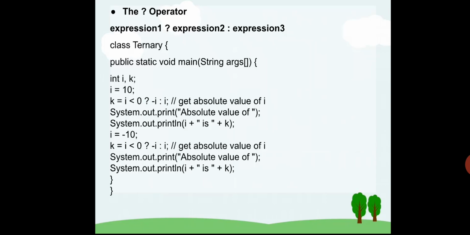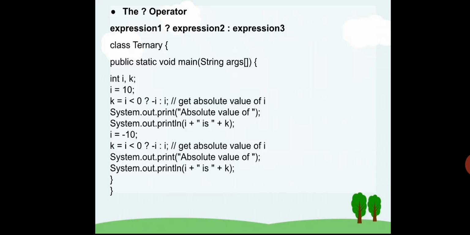So the output, for the first part, will be absolute value of 10 is 10. You are going to get the output like that. In the next part, what we are doing, we are trying to initialize minus 10 to I. So now you are coming with the negative value minus 10 to I. Now again you are going to check k equal to I lesser than 0 or not. Isn't it? Minus 10 is lesser than 0. That means the condition is true. Correct? That particular condition is true, right?